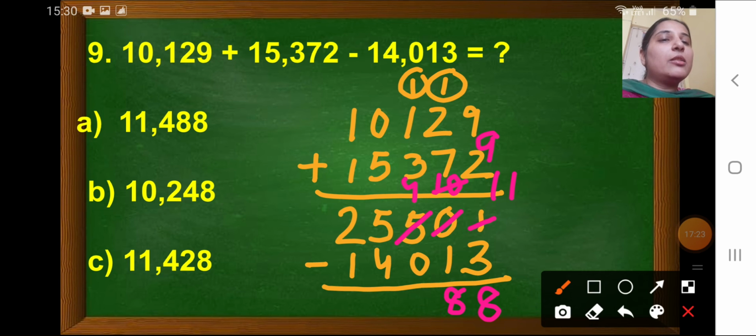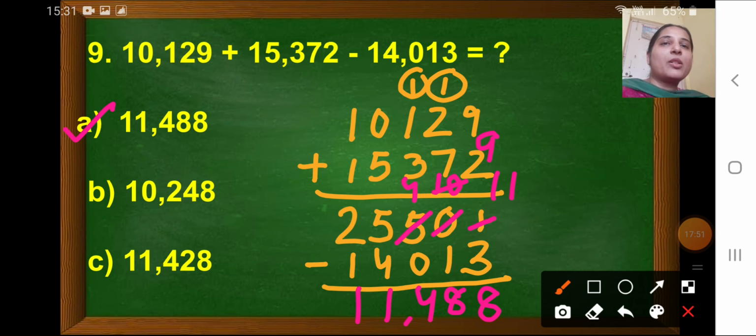Now look at the hundreds place. 4 minus 0, 4. Now 5 minus 4, 1. And 2 minus 1, 1. So what is the answer here, children? 11,488. So which is the correct option, children? 11,488. Yes, option number A is the correct answer.